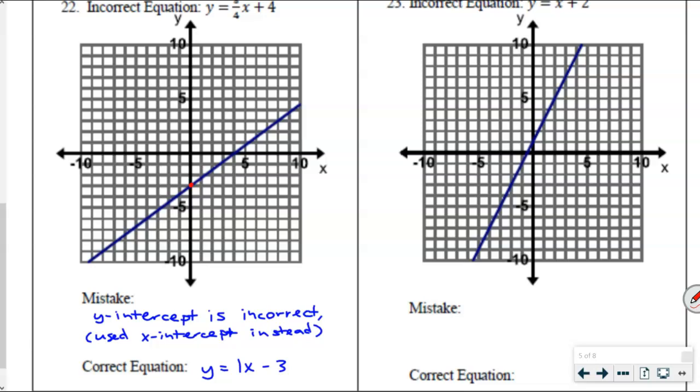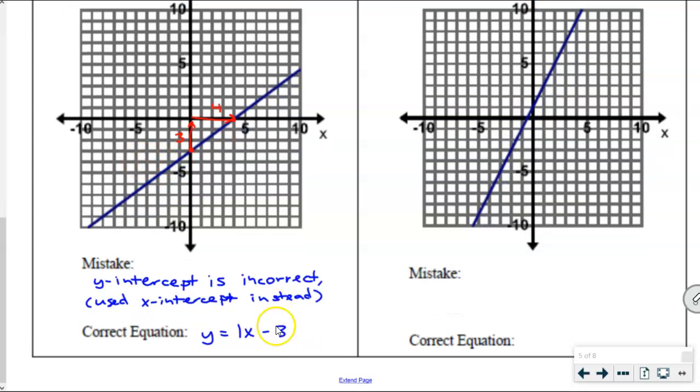So just finding some crosshair points here and here, it looks like it is going up 3 and to the right 4. So thanks for fixing that slope. It's not a slope of 1, it is a slope of 3/4. So 3/4 x and then minus 3. We'll do that in green. And in words, these are all great.